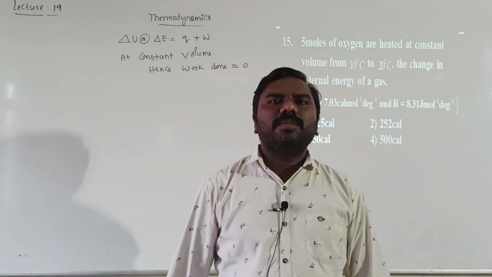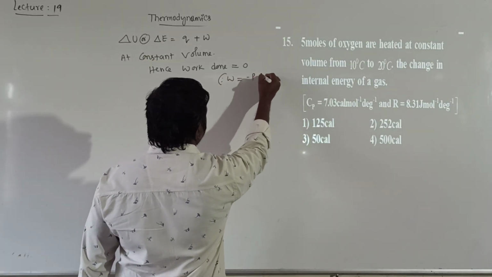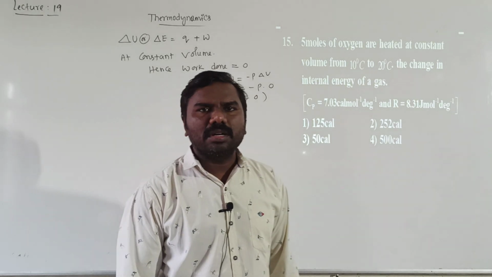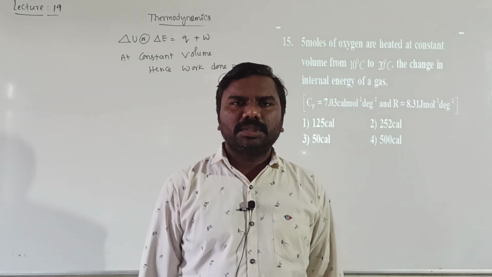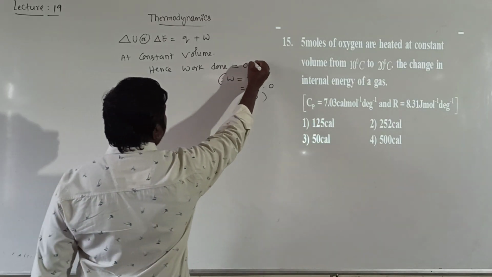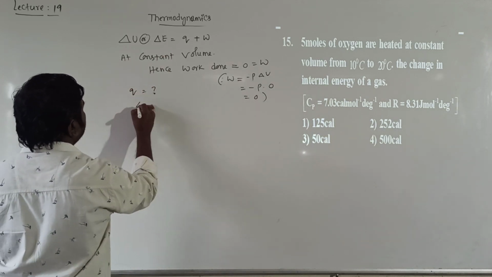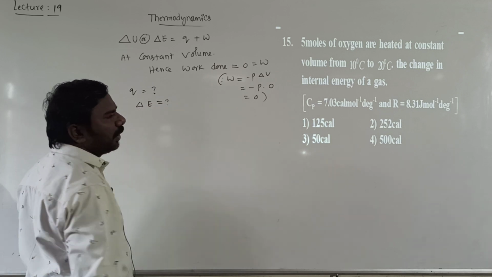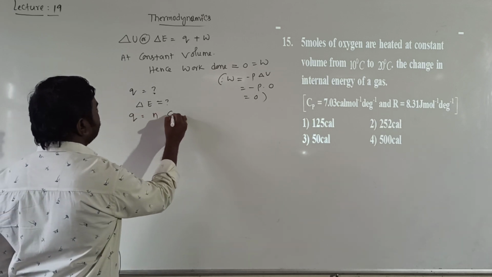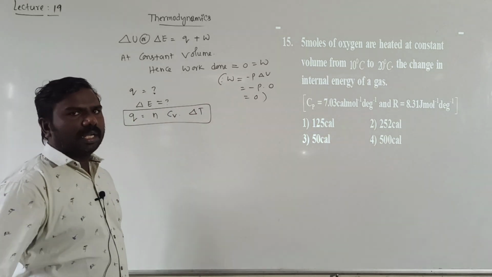Constant volume means delta V is 0, because W equals minus P delta V. So minus P into 0 becomes 0. Getting, students? Constant volume means delta V becomes 0, work done will be 0. So W is equal to 0, we got. Next, Q is required for us to solve delta E. To get Q, the formula at constant volume is Q equal to n into Cv into delta T.